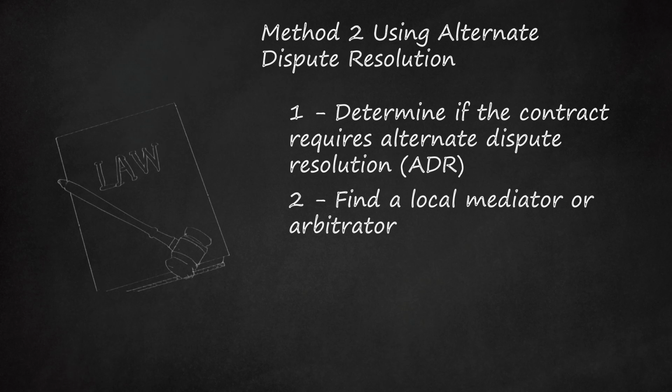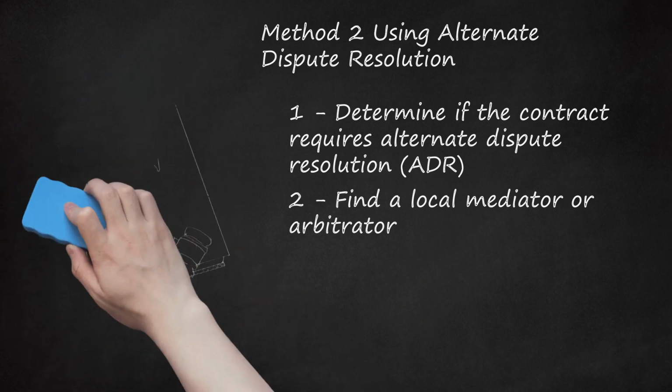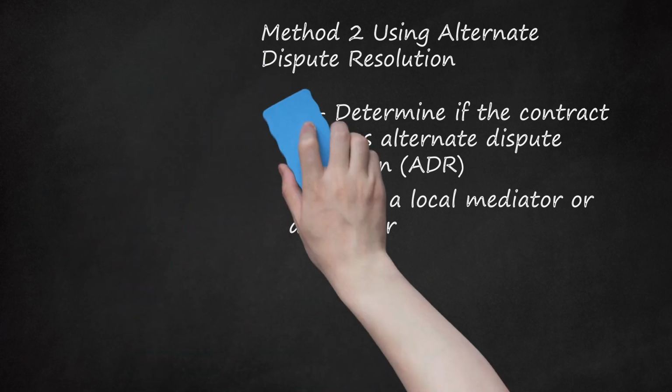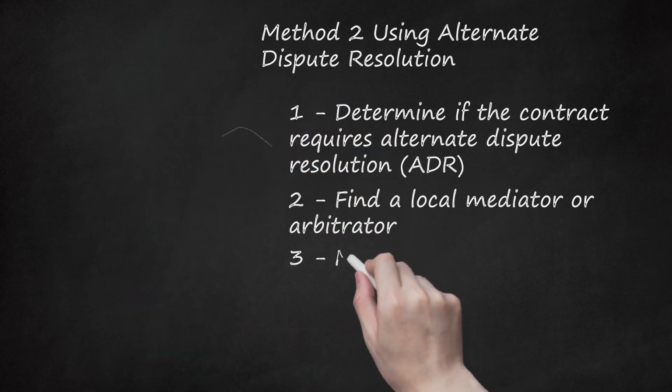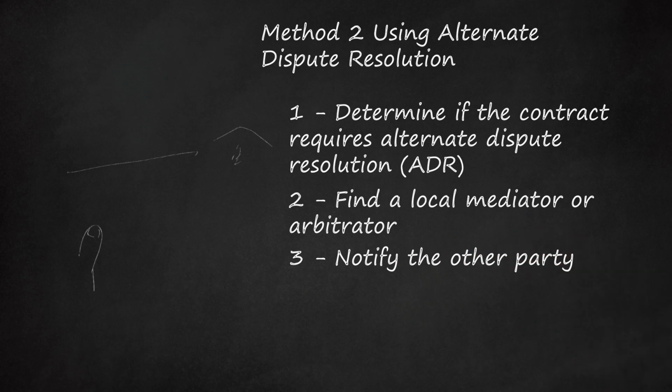You also can find ADR organizations by contacting the local court or bar association. Typically they will have lists of accredited and approved ADR organizations. You want to choose a mediator or arbitrator approved by the court system in the event you later have to file a lawsuit.